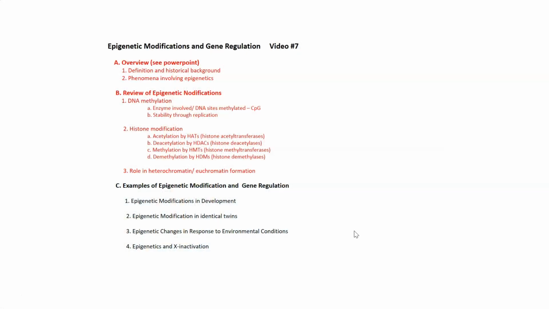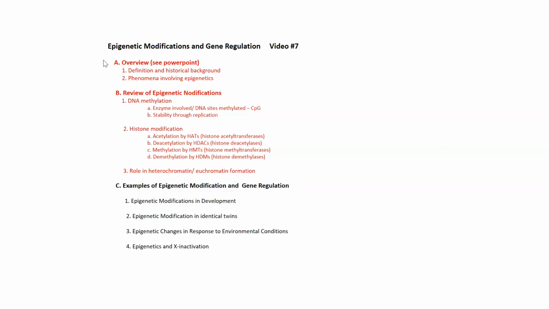So let's take a look at the outline. I modified the outline that I posted to abbreviate a little bit some of the topics in this part of the module, and I'll be posting that modified outline as well. So the topic: epigenetic modifications in gene regulation. I've shown in red what I plan to cover in this video, and the following video will be covering the rest of part C on this outline.